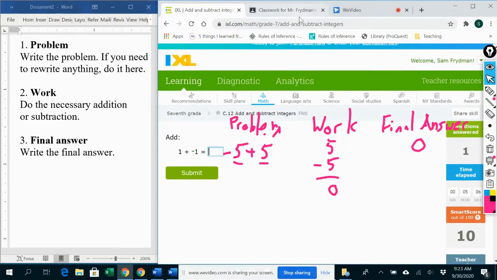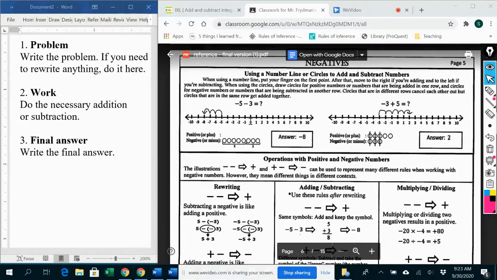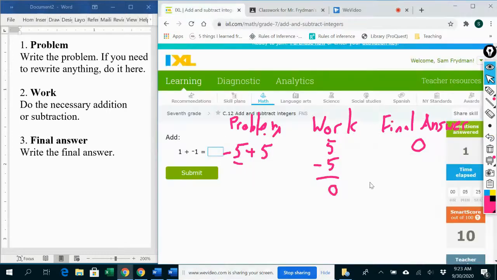And by the way, that one also made sense if you just think of a number line. If you start at -5, and then since it was -5 plus 5, which means you go 5 spaces to the right, so 1, 2, 3, 4, 5, you would end up at 0, right? Okay, so let's do the next problem. 1 plus -1, so let's write it out.